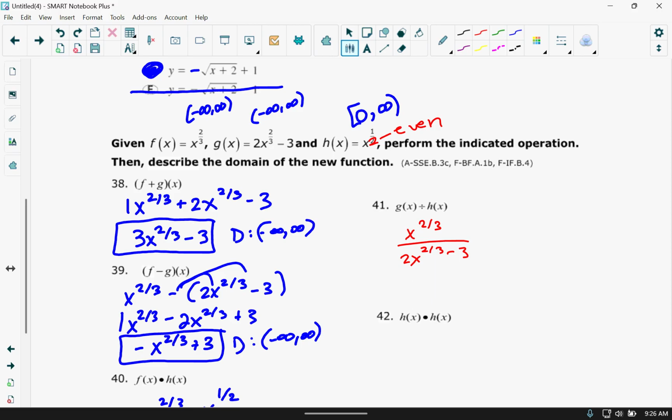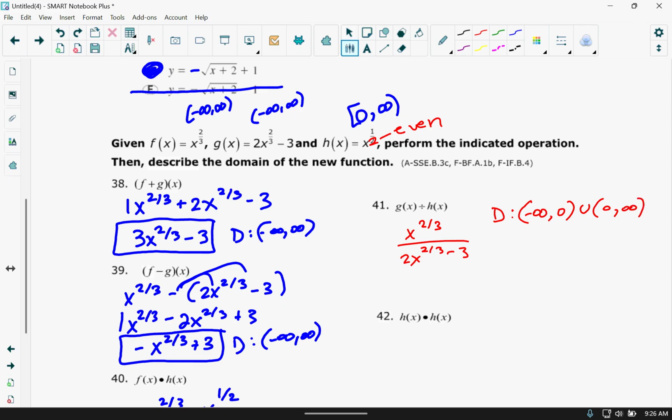And then the domain of this one is going to be pretty much everything except 0. You can't have a 0 at the bottom of this guy right here. Even if it is a cube root, the fact that you have something at the bottom means that it doesn't exist basically. So my domain for this one would be all numbers except 0. So we write it like so.